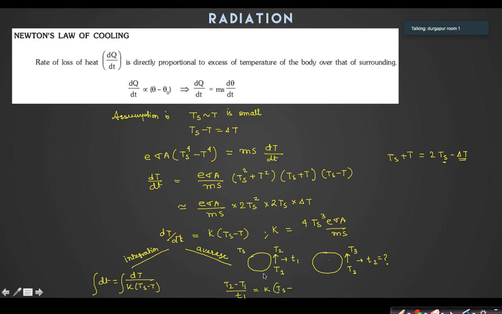Now what body temperature will I take? Because the temperature of the body is changing within this time interval. So the average method says that you take the average of the temperatures, T1 plus T2 by 2. This is the number one equation. And for this particular scenario, you will take T3 minus T2 divided by t2 is equal to K into Ts minus the average temperature of T2 and T3. And you take the ratio of them, you will find what is t2.